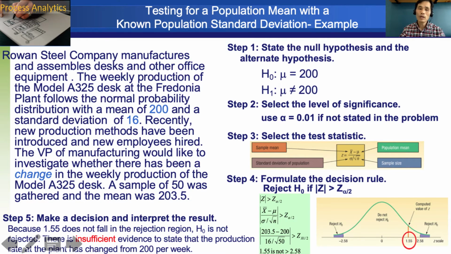conclusion. So by looking at the problem statement itself, you may think that, oh, there was no change, or there might have been a change, but is it a statistically significant change or not? That has to be determined. And after this calculation, we find that there is insufficient evidence to state that.